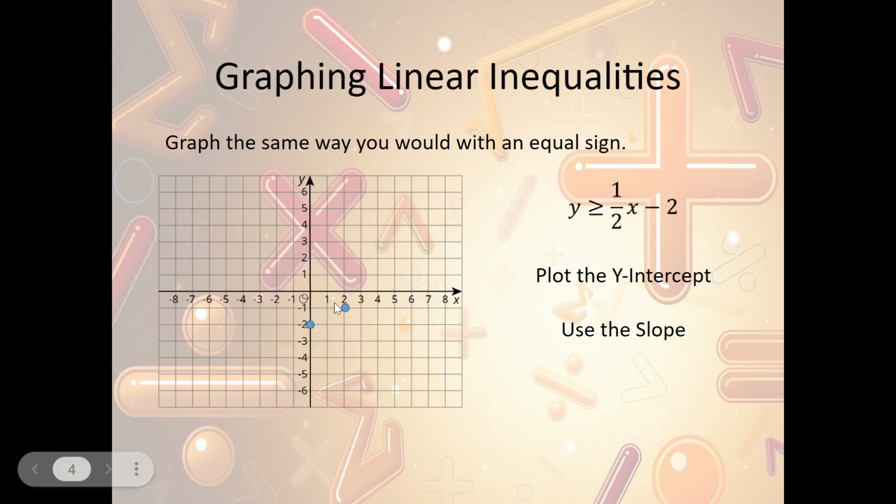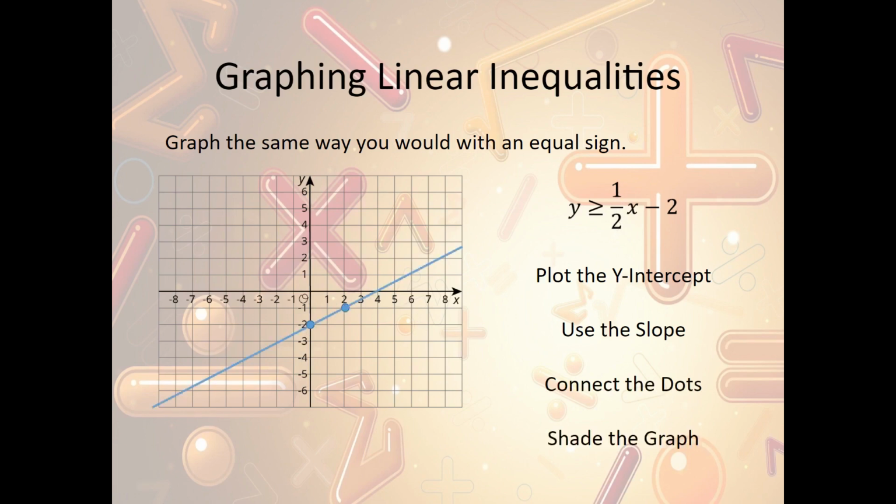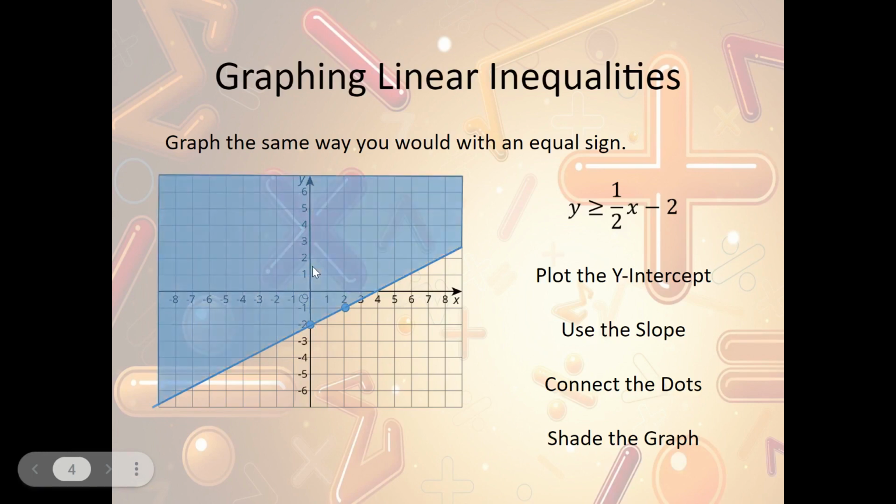So we go up 1 to the right 2, plot my point, connect the dots, and now I have my line. Now the difference is we're going to shade where the y values are bigger than the line. So I'm going to look at the y-axis here, and I'm going to see where the line crosses, which is here, and I want all the y's that are bigger than that line. Well, they're all up here, so I'm going to shade that area up there above the line.